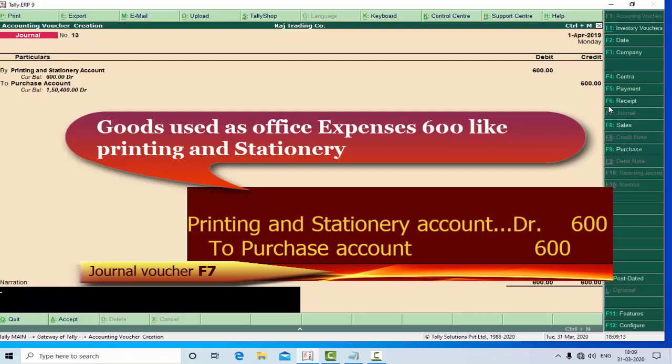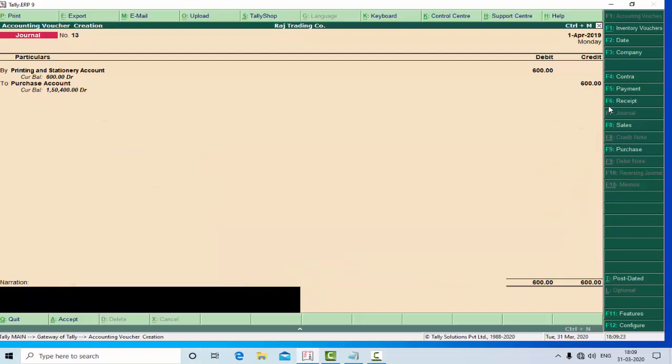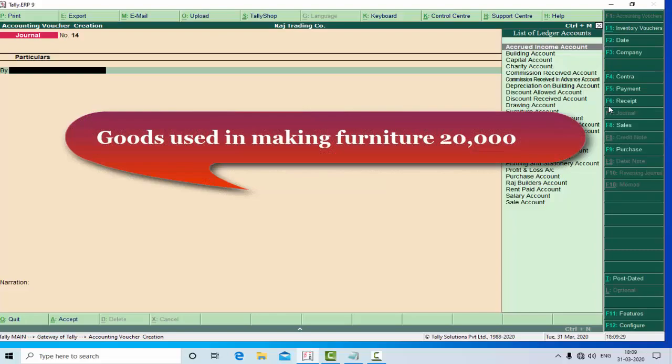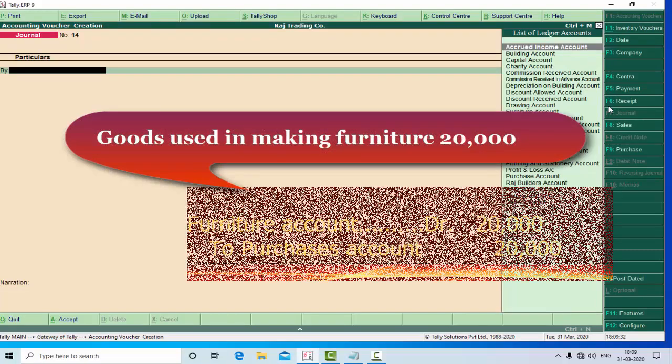So I think you understand how that entry will be recorded. Printing and stationery means goods used in business as expense, and that expense will be debit. For whichever expense purpose goods are used, that expense is debited, and goods, meaning purchase, will be credited in this case. So I think you understand. And the next entry is goods used in making furniture, 20,000.